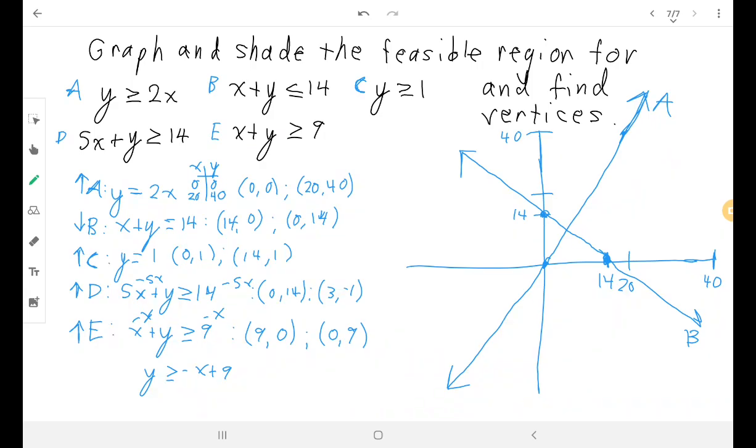Let's just get all the lines in there first, right? And then y equals 1. Let's have 1 be right there. So that is C. And that one's going to shade up. Okay, so we're starting to see where things are going to happen.